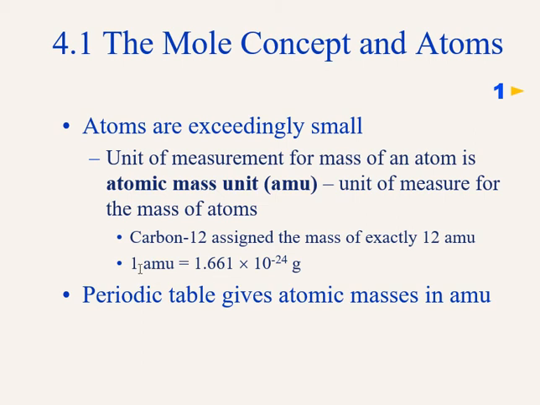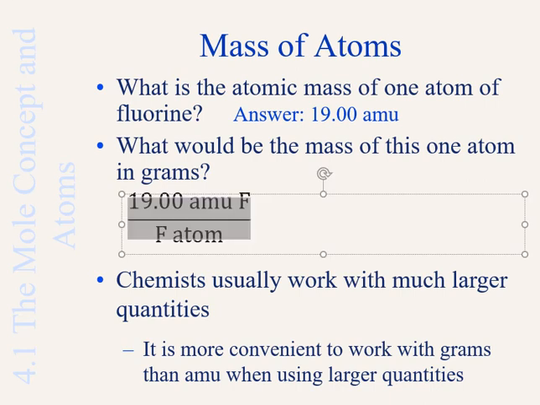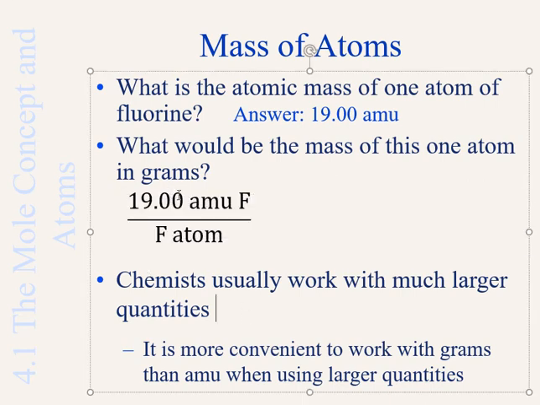Basically, the conversion factor is writing one of the terms on one side as a numerator, 1 AMU over 1.661 times 10 to the negative 24 grams, or flipping it and seeing which one is going to help us to cancel out the units to get us the right unit we want. In this problem, we want to find the mass of one atom of fluorine in grams. So 19.00 AMU is the mass of one atom of fluorine.